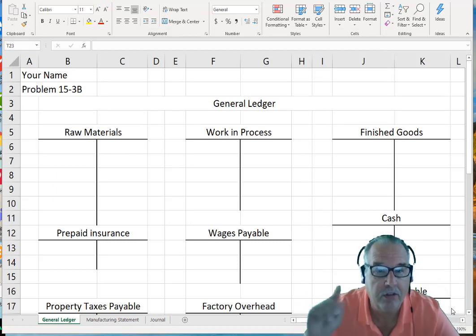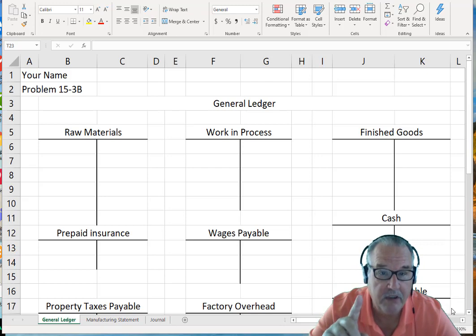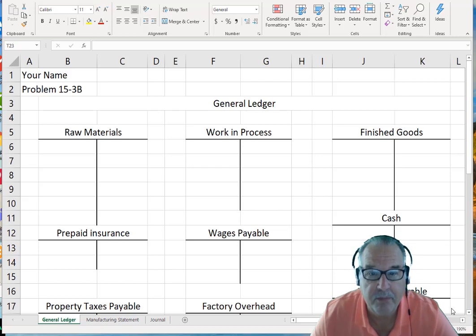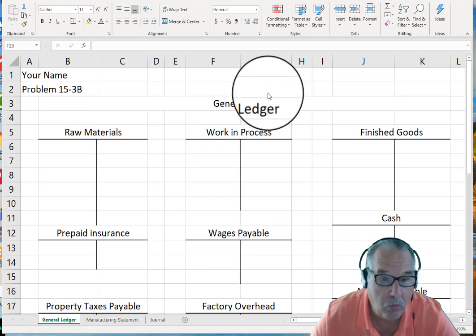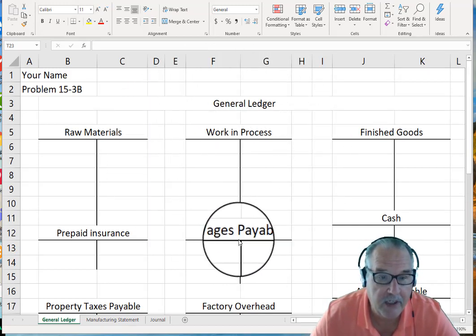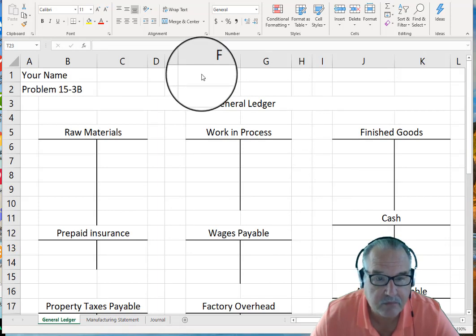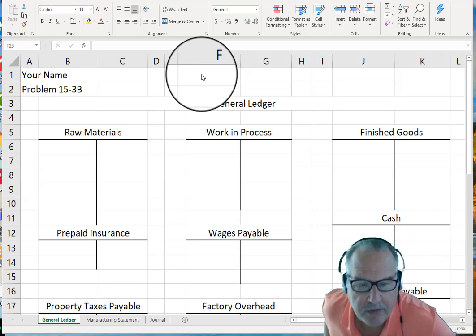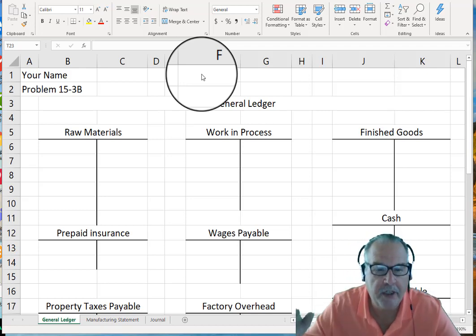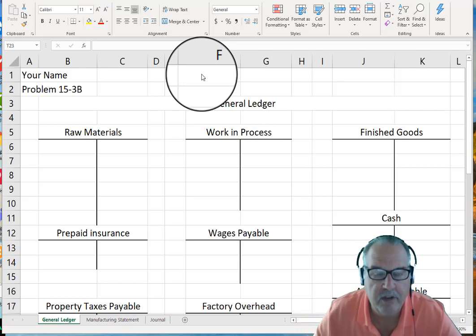And so we're tracking our three product costs: direct materials, direct labor, and factory overhead through this production process. And we're going to focus on one account. That's the work in process account. The work in process account is the place where we accumulate our three product costs: direct materials, direct labor, and factory overhead, as we produce the product. And then when we're done, we transfer it from work in process into finished goods.